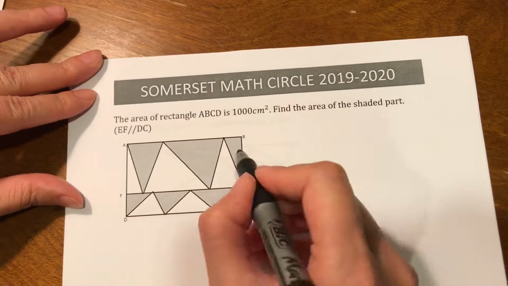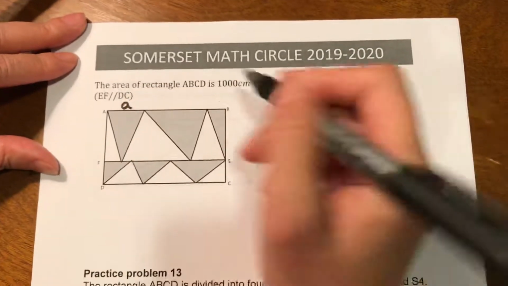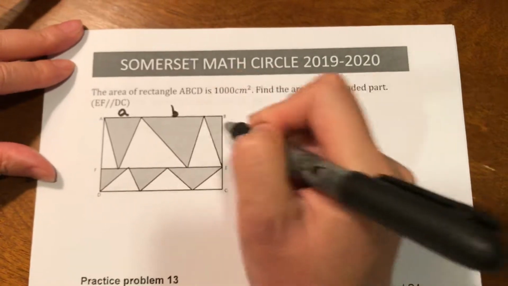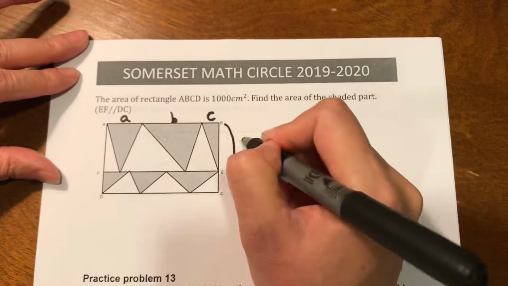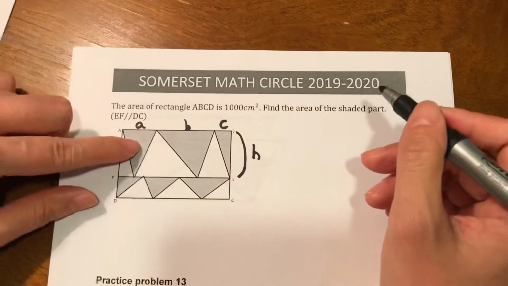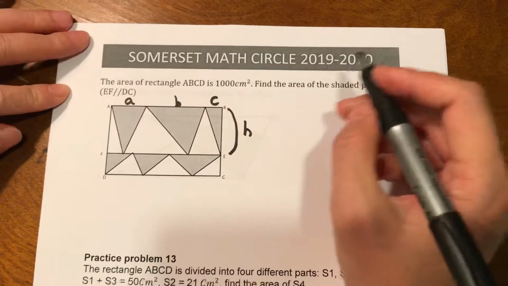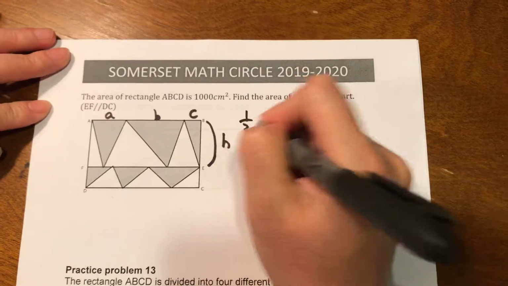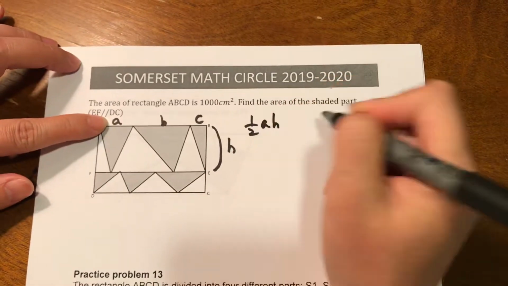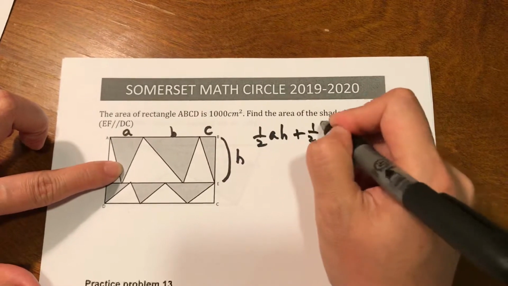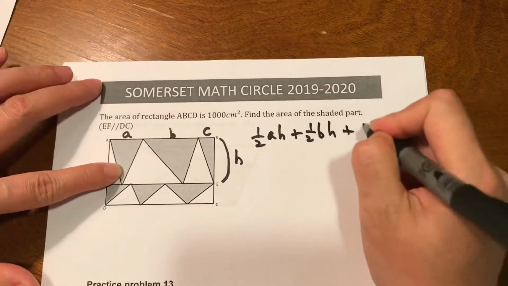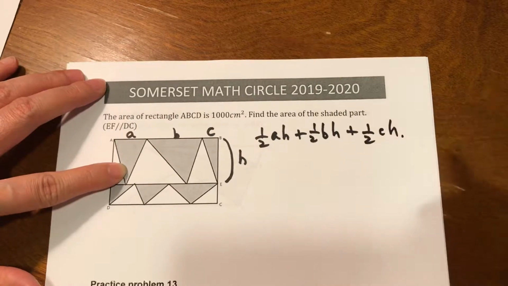For the shaded area, we have this base as A, this middle base B, and this small base C. Let's call this height H. So the three triangles' areas added together is how much? 1/2 AH, base multiplied by height. Second, 1/2 BH. Third, 1/2 CH.